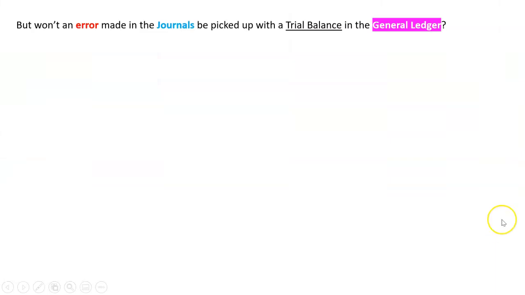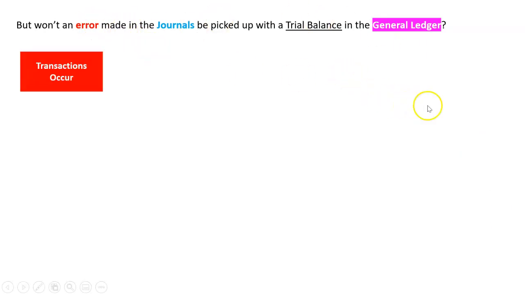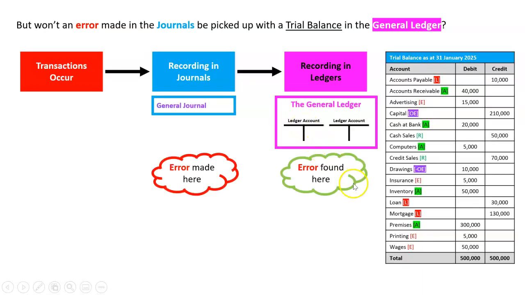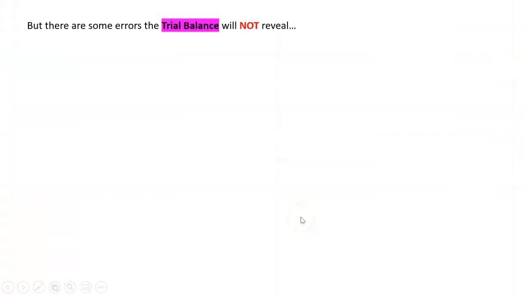So don't we have a checking mechanism? Earlier on in the course, we said we do a trial balance and that's going to pick up a lot of errors, but we also said there are some it won't pick up. For example, if an error does get made here and flows through to the trial balance, won't I find it? Won't the debits not equal the credits? I should be able to find it. However, the problem is, we said earlier in the course, there are some errors a trial balance won't reveal.